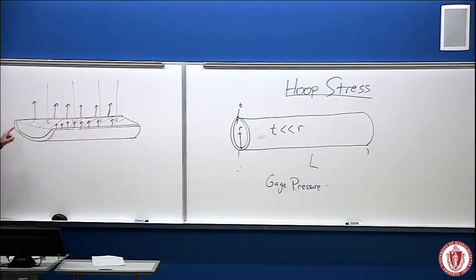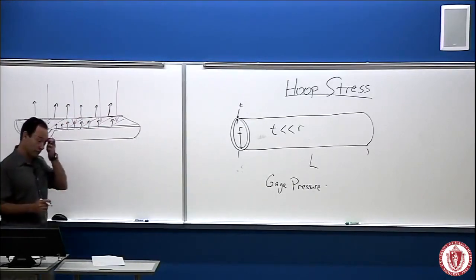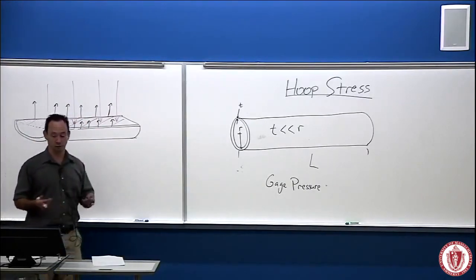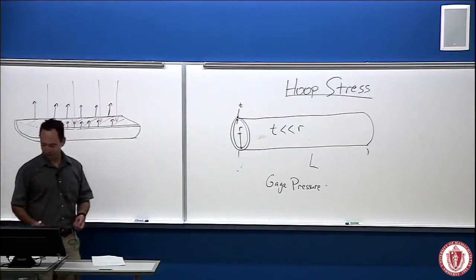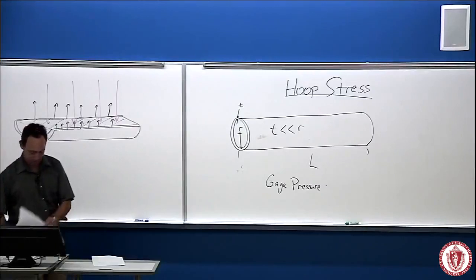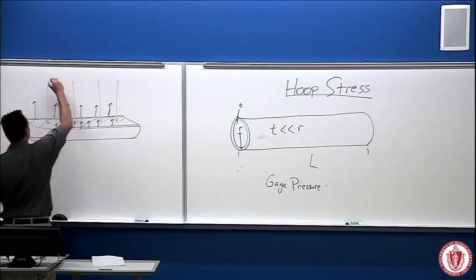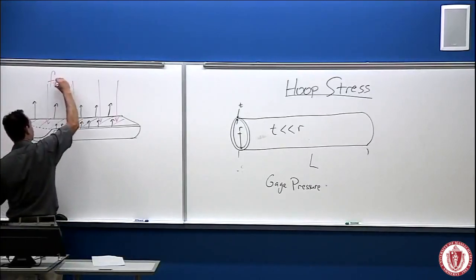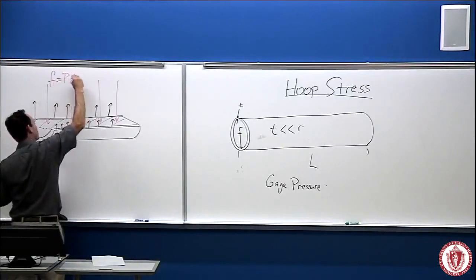So the force due to the pressure is equal to pressure times area. Pressure is measured in force per area, so you multiply it by an area and you get a force. All right, so this is an example of letting units be our guide. So the force here is pressure times area.